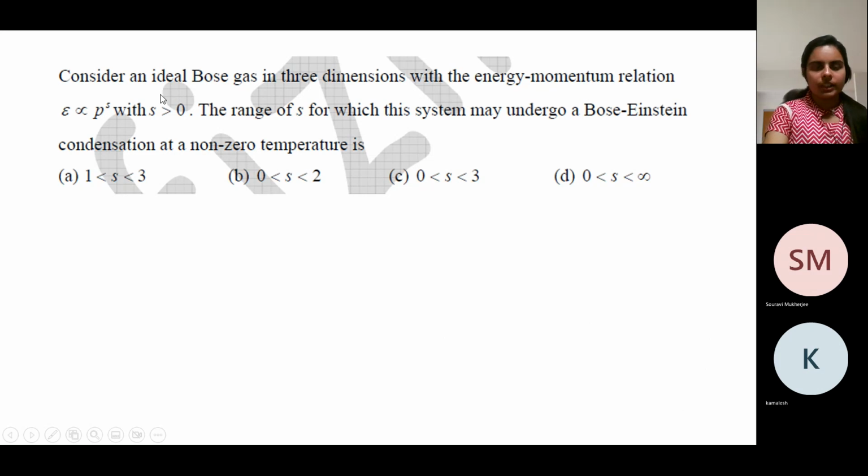to answer this. So here it said that you have an ideal Bose gas in 3 dimensions. So that means d is equal to 3 here, with the energy momentum relation given as epsilon proportional to p to the power s, and s is greater than 0. Now the range of s for which the system can undergo a Bose-Einstein condensation at non-zero temperature. So what should the value be then?